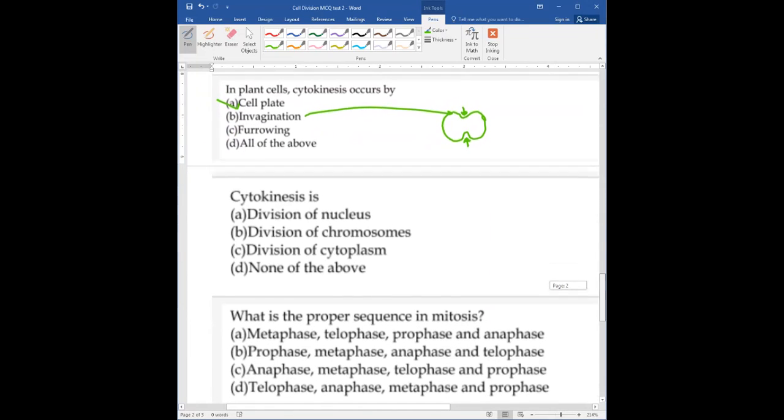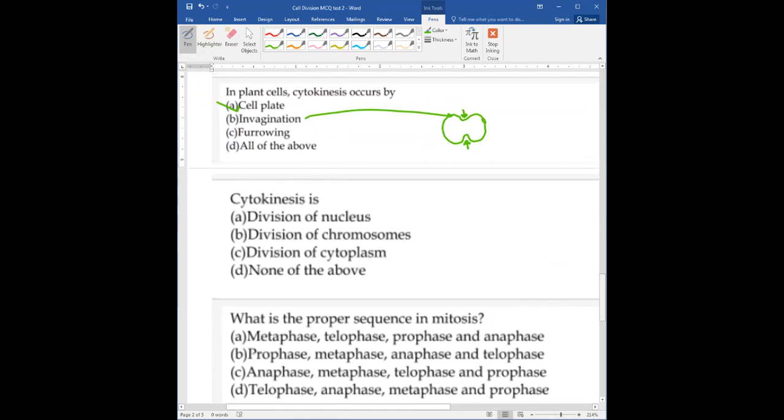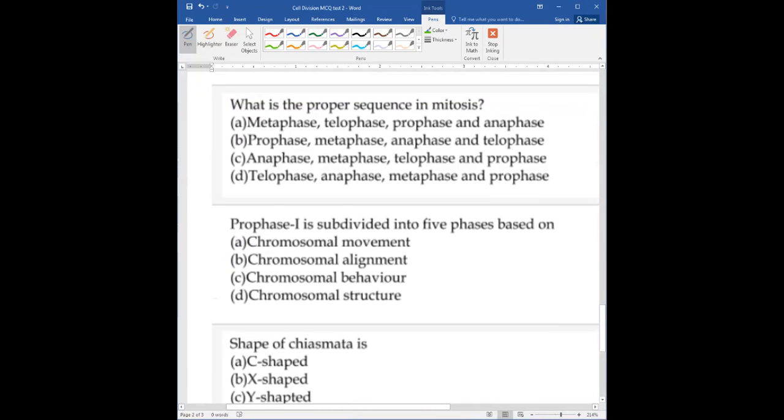Okay. Next question. Cytokinesis, Akanksha. No, Vaishnavi. Yes, very nice. Division of cytoplasm. Next question. Okay, Arshia. What is the proper sequence in mitosis? I told you, without a hitch, you should give me the right answer. Yes. Very nice. It is PMAT: prophase, metaphase, anaphase, telophase.